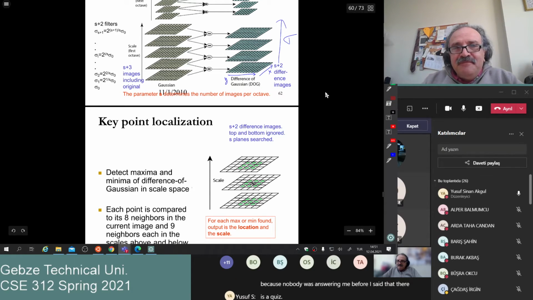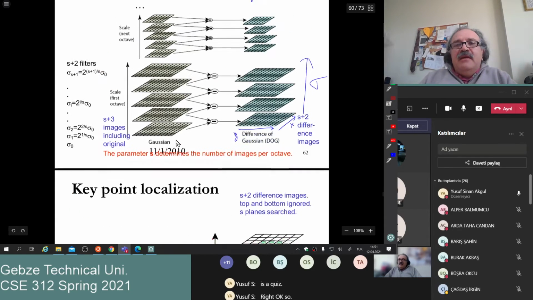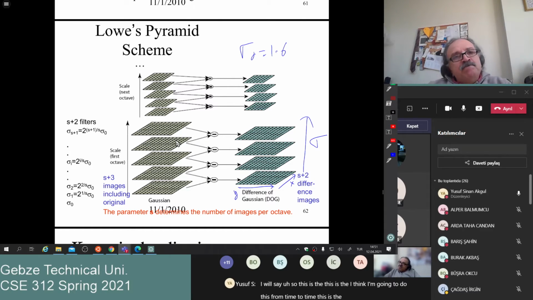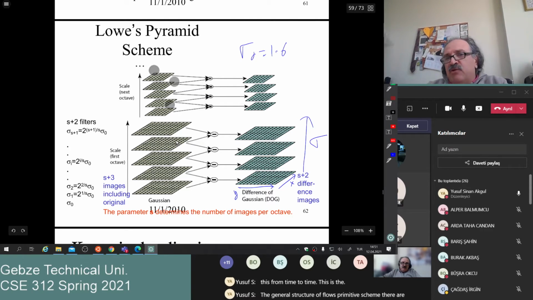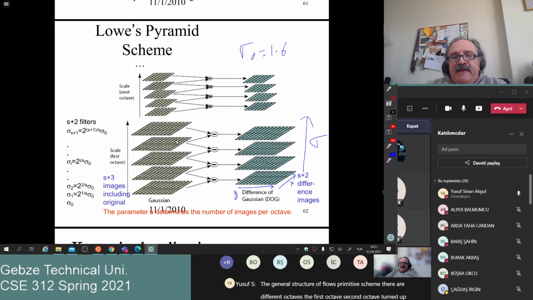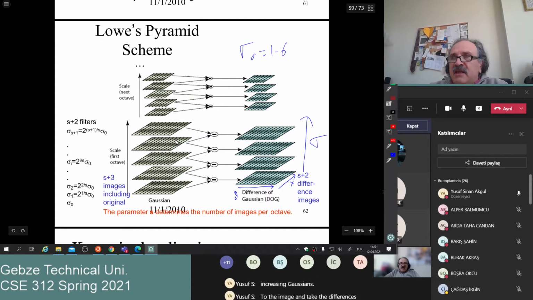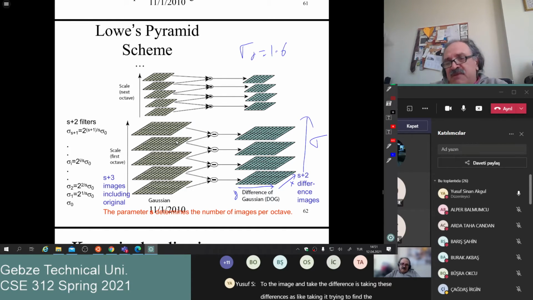Okay, so I think I'm going to do this from time to time. This is the general structure of Lowe's pyramid scheme. There are different octaves, the first octave, second octave, third octave maybe, and you keep applying increasing Gaussians to the image and take the differences. Taking these differences is like trying to find the edges with some threshold.